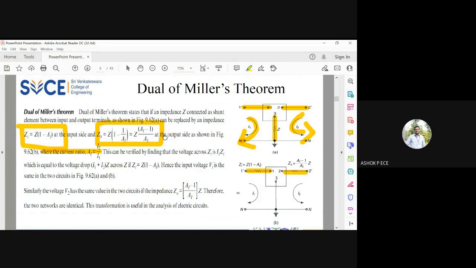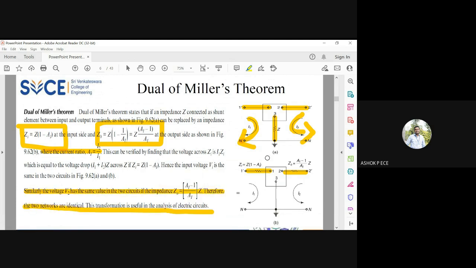So if you remember it clearly, if I have a series component, I'll be decomposing it into two shunt components. In shunt, what will be the same? Voltage. So I'll be using voltage gain. Like that you have to remember. In this case, I have a shunt component, and I am decomposing it into two series components. In series, what will be the same? Current will be the same. So I am going to use current gain in my formulas. If you remember it like that, then Miller's theorem will not be confusing to you.